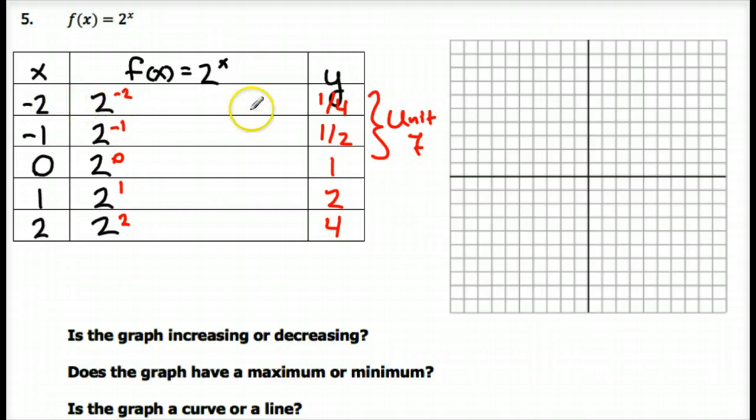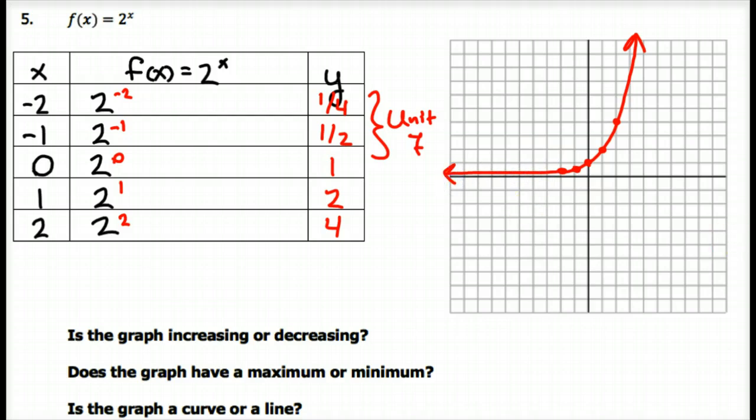So now I'm going to plot each of these points, starting with negative 2, 1/4. That's going to be left 2 and up about 1/4 of the way right here. Then we have negative 1, 1/2, which would be about right here. 0, 1, right there. 1, 2, and 2, 4. And we do get, again, this sort of a curvy J shape. So it's going to do this, and then come down here and become almost a flat line this way.